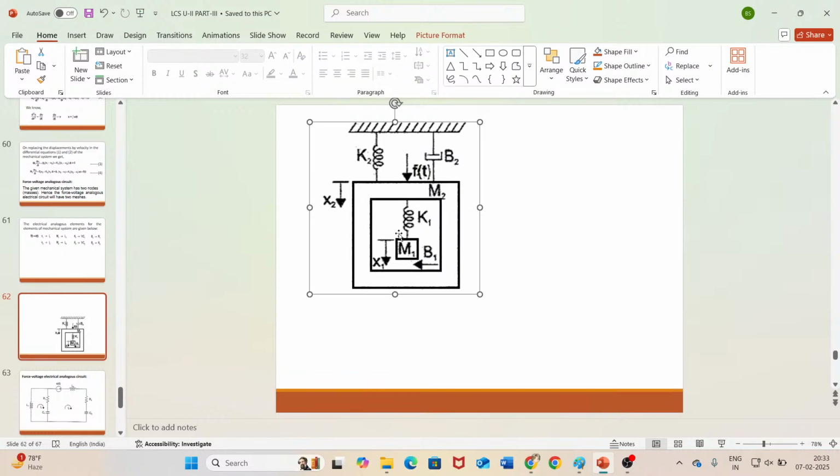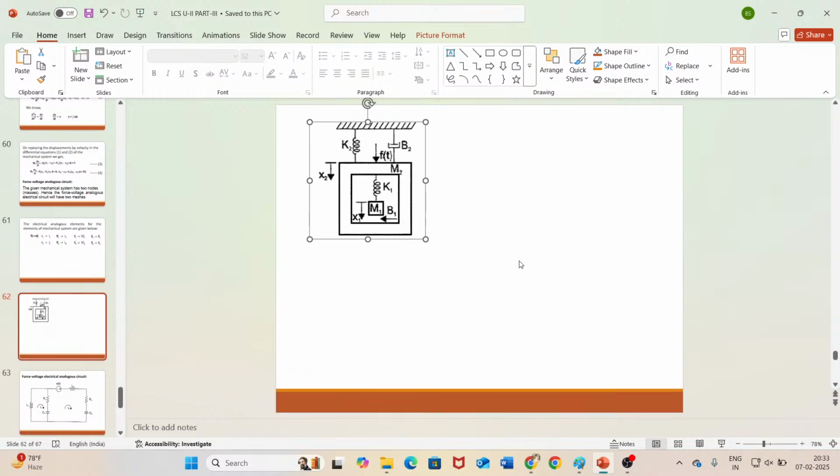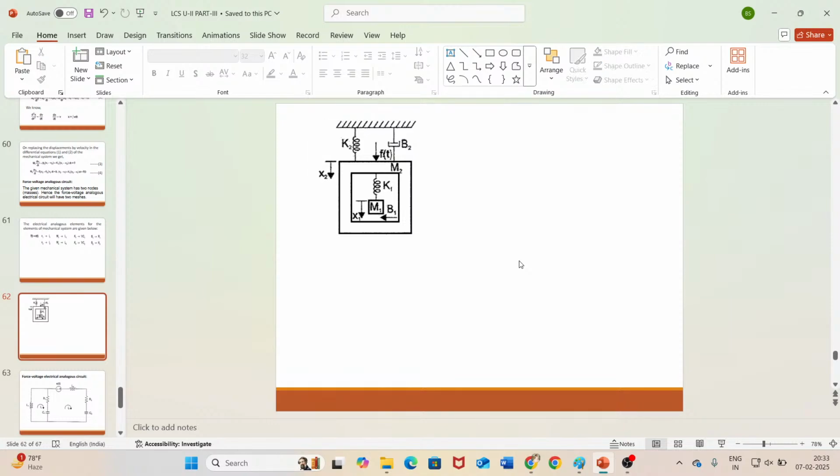So this is my mechanical system. For this mechanical system, I have to draw the force voltage analogous electrical circuit. To draw the force voltage analogous circuit, I will just expand it. Since there are two masses and there are common elements between these two masses, we can draw two meshes.